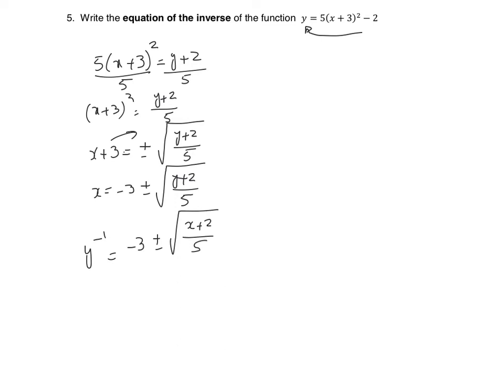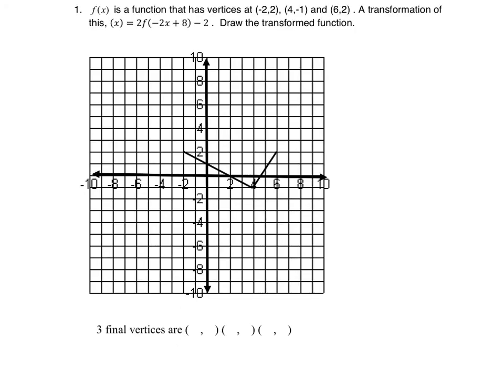So that's our inverse. The next question is, if the graph of f of x is given here with the vertices at negative 2 and 2, so this is negative 2 and 2 here, 4 and negative 1, which is here, and 6 and 2, which is here. Let's call these points A, B, and C. So this is our point A, this is our point B, and this is our point C.